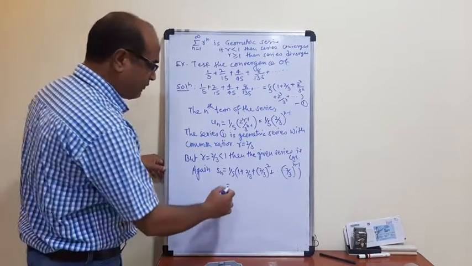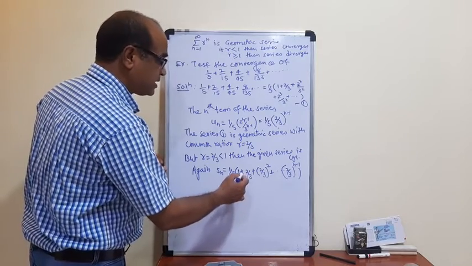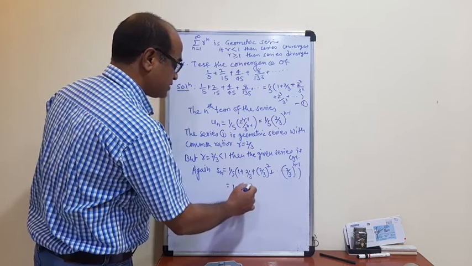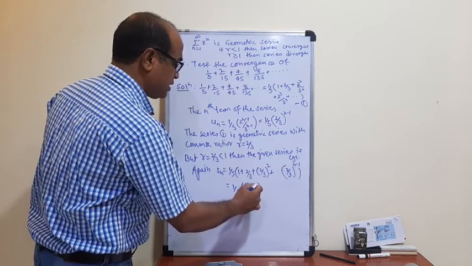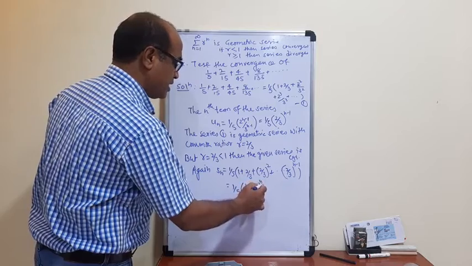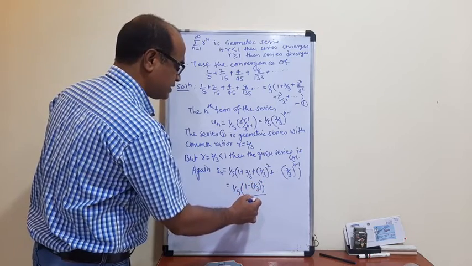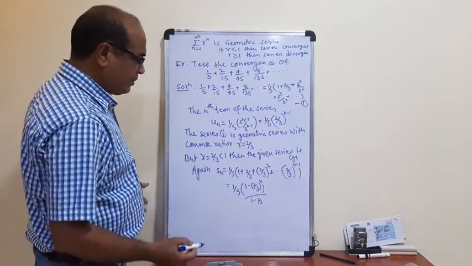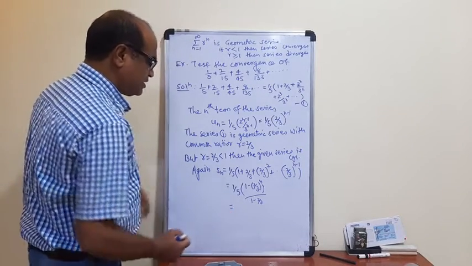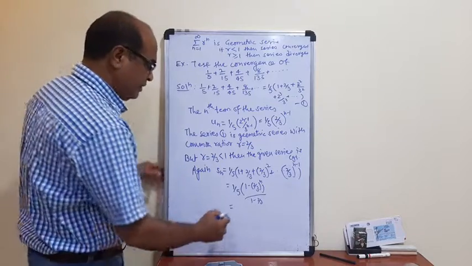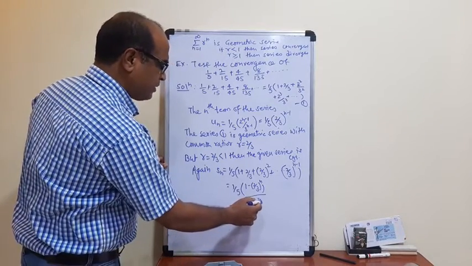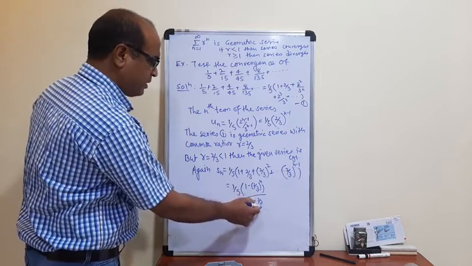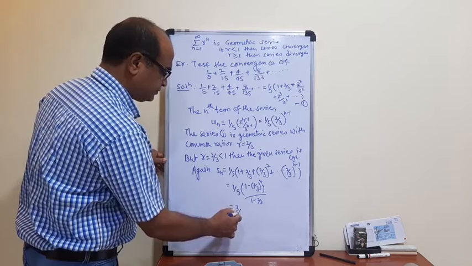So this is 1 upon 5 times the partial sum, which is 1 minus (2 by 3) raised to n divided by 1 minus 2 by 3. So taking the limit, 1 minus 2 by 3 is 3 minus 2 over 3, that is 1 by 3, so this is 3 by 5.